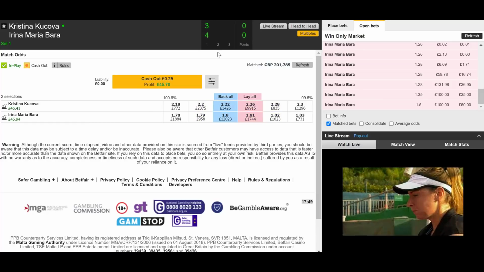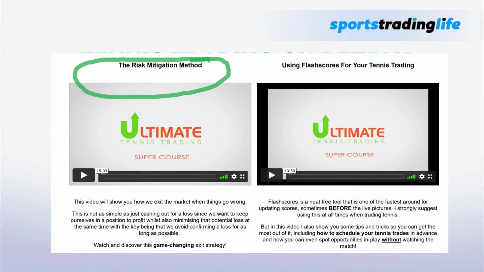Okay, so there you have it. We're back level in this first set. So I hope you enjoyed checking that out, and found it fun and educational to see some of the struggles that us traders have to go through when trades don't totally go to plan. And that will happen. Trades won't totally go to plan, and so you need to have a plan to handle that. And so I have included the risk mitigation method inside the Ultimate Tennis Trading course so you can get a clear step-by-step approach on it.